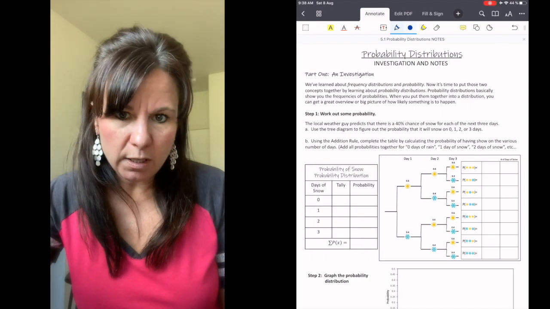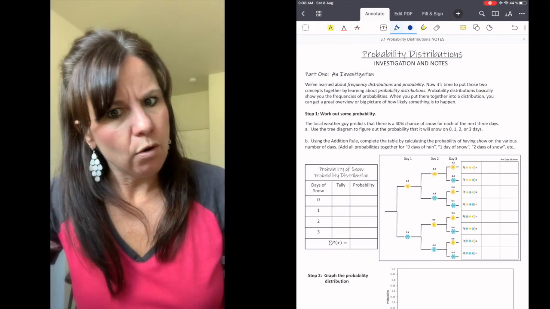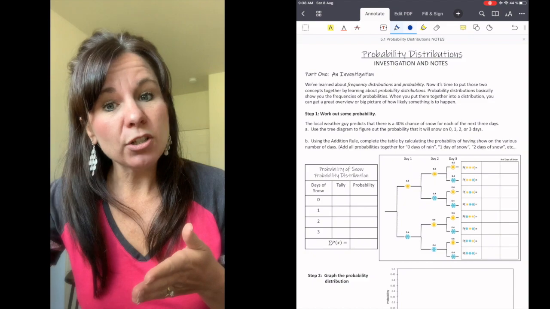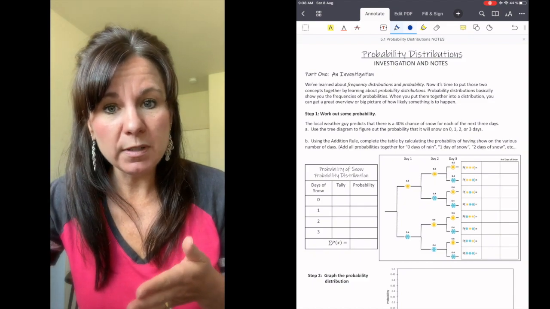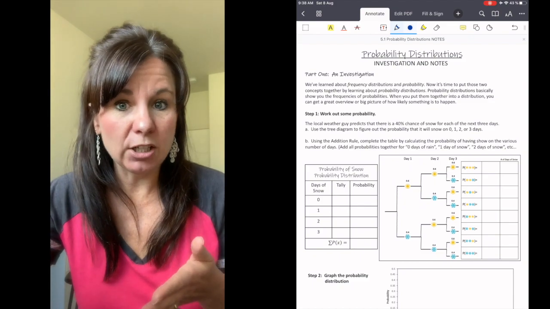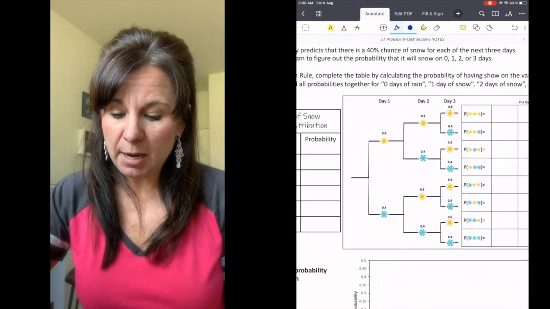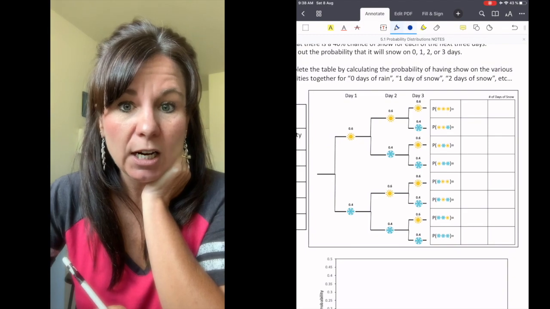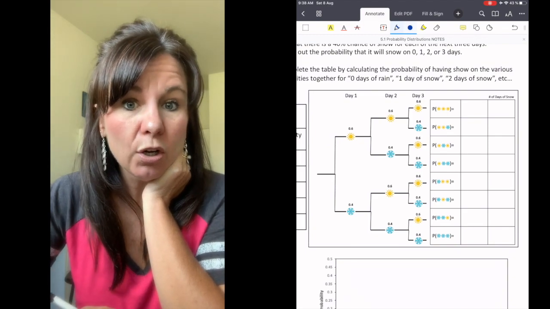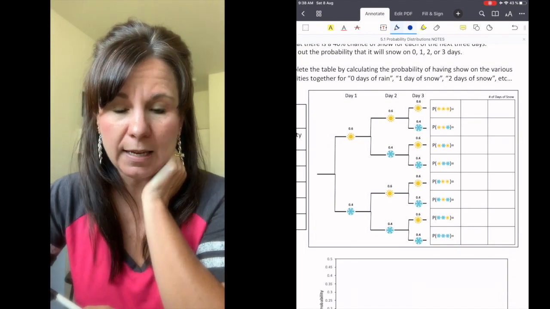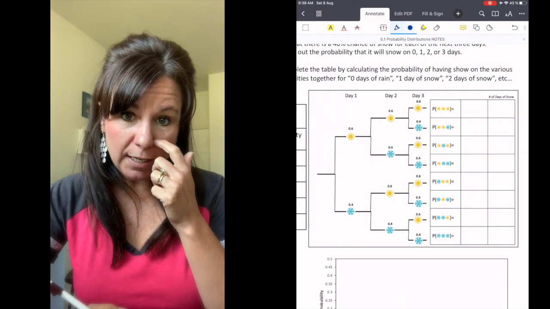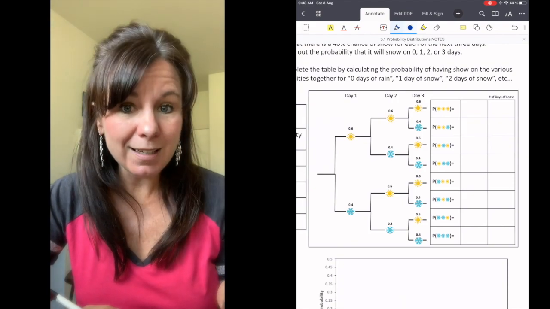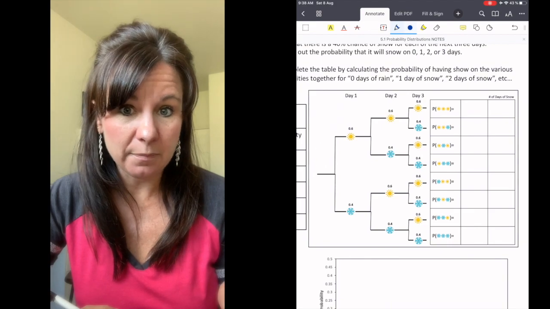So you tune into the local weather channel and the local weather guy says that for the next 3 days, you've got a 40% chance of snow each day. So using that information, we can fill in this tree diagram to get a good indication of what the weather could be like over the next 3 days. So if there's a 40% chance of snow, that means there's a 60% chance of sun.